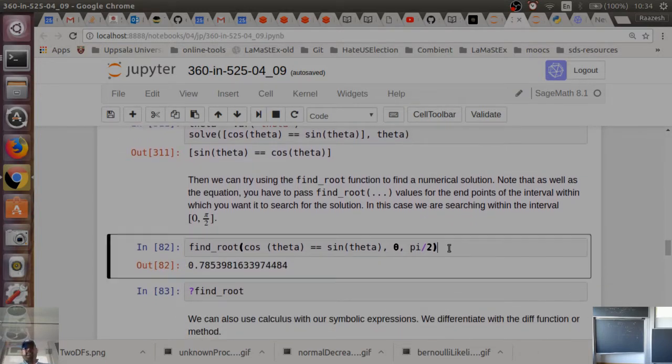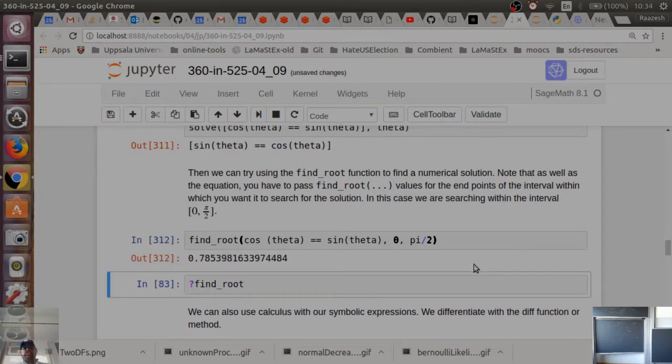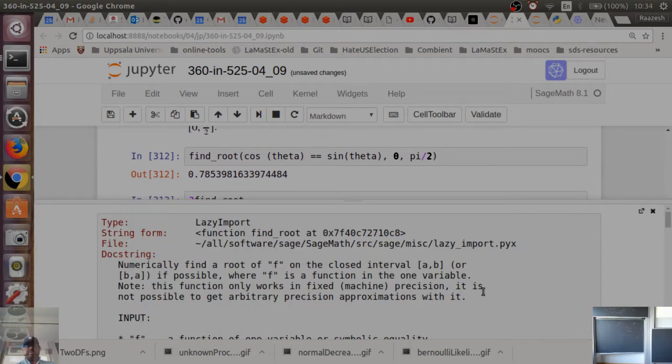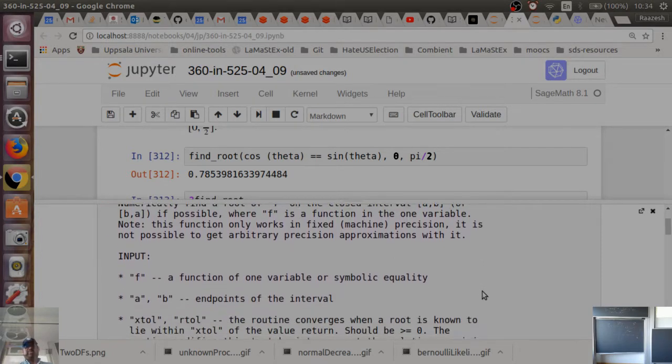Okay. So the other very useful function is find_root. This is actually a numerical solver, right? So in this case, it'll use a search method to find the root. So you're interested in the root between 0 and pi over 2, and it will do a bisection search numerically to find it. So let's check. Numerically find the root of f on the closed interval [a, b], if possible, where f is a function in one variable. This function only works in fixed machine precision. It's not possible to get arbitrary precision approximations with it.